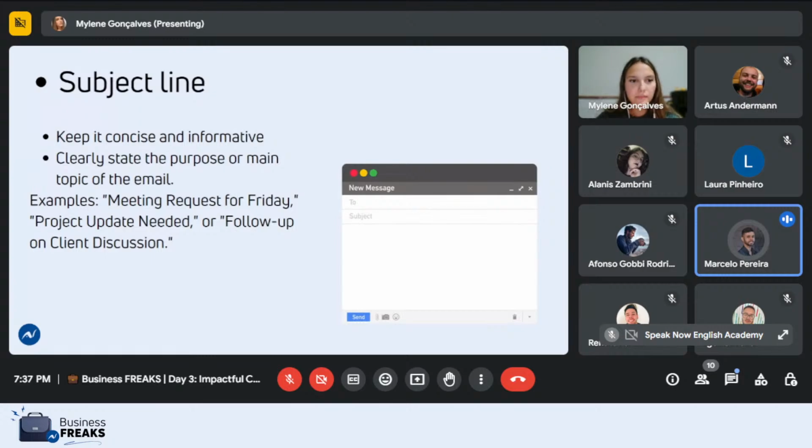Clearly state the purpose or main topic of the email. Examples: meeting request for Friday, project update needed, or follow up on client discussion.